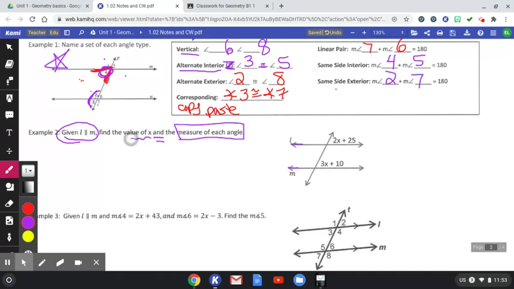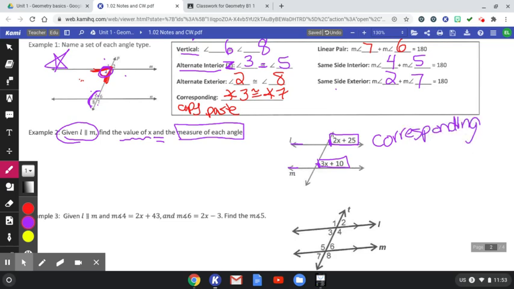Again, stopping at the x value is algebra. We want to be taking it a step further. So looking at the two angles, they're giving us an expression for each. The top right here is denoted by twice the value of x plus 25. The top right here is 3 times the value of x plus 10. Those are in the same position. These are called corresponding angles.